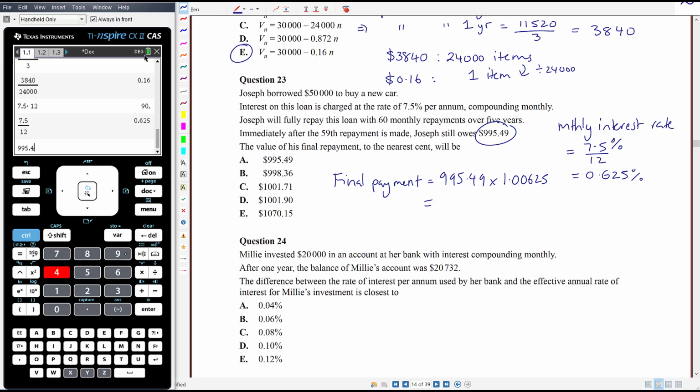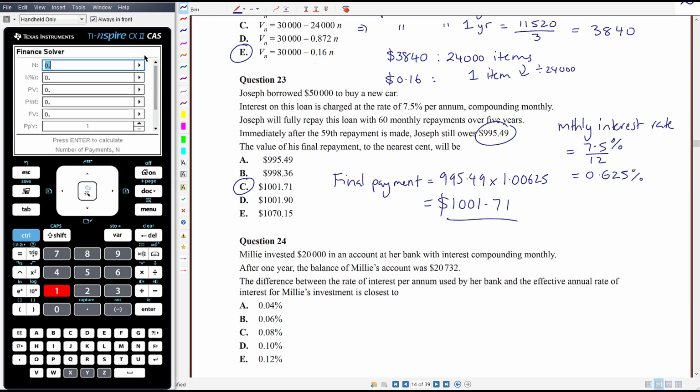So 995.49 multiplied by 1.00625. So the final payment should be $1,001.71. So it should be option C. We could also do this using Finance Solver.